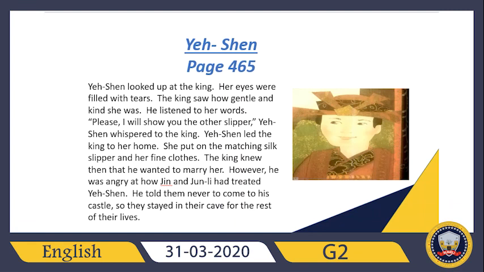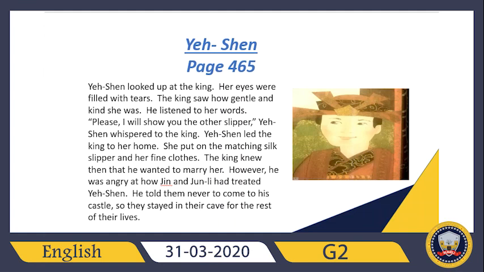Yi Xin told the king, "Please, I will show you the other slipper." And then she took the king to her home. She put on the magic silk slipper and her fine clothes. So when the king saw this, he knew that he wanted to marry her. So the king fell in love with her and he wanted to marry her.